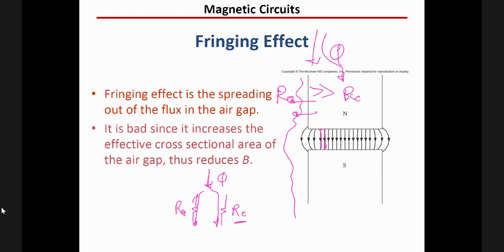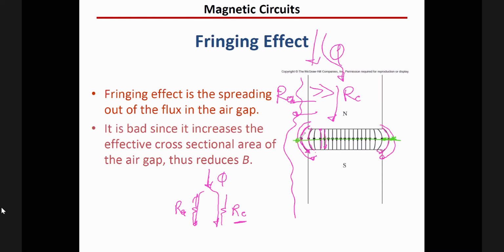Also, when the magnetic flux is moving through the air gap, part of the flux will go outside the cross-sectional area. So what will be the difference here? The cross-sectional area. If we don't have leakage, we consider it as one area. That's completely correct. The cross-sectional area for the air gap will now be larger because of this fringing effect.